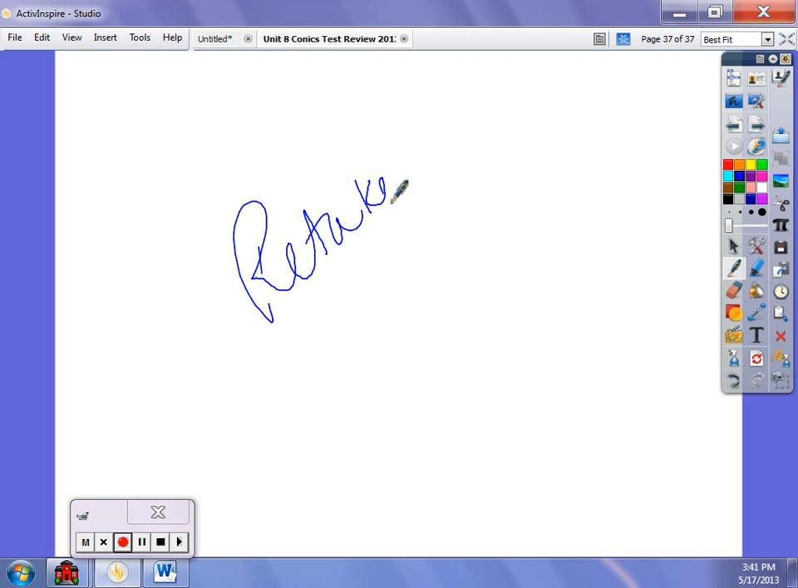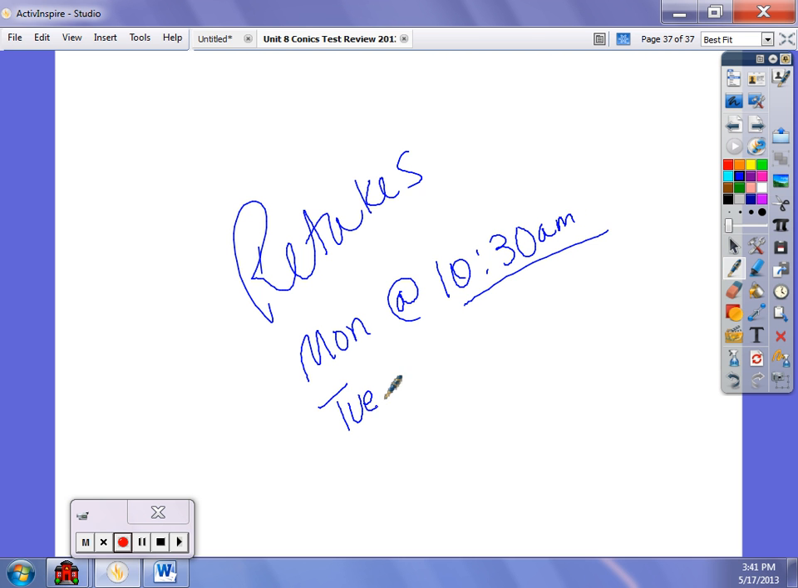If you want to retake any of the 4 exit cards, you have Monday at 10:30, or you have Tuesday at 10:30. If you fail to show up any of these 2 times, you cannot retake. Do not come in here on Wednesday asking to retake, because I will say no. Because once Wednesday comes, we are moving to a new unit.